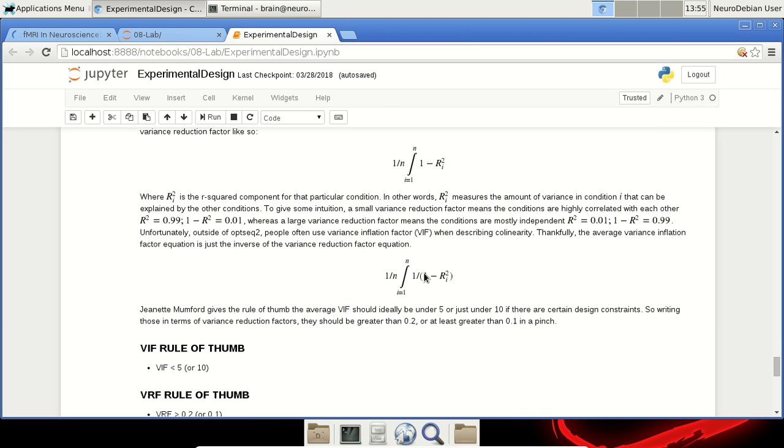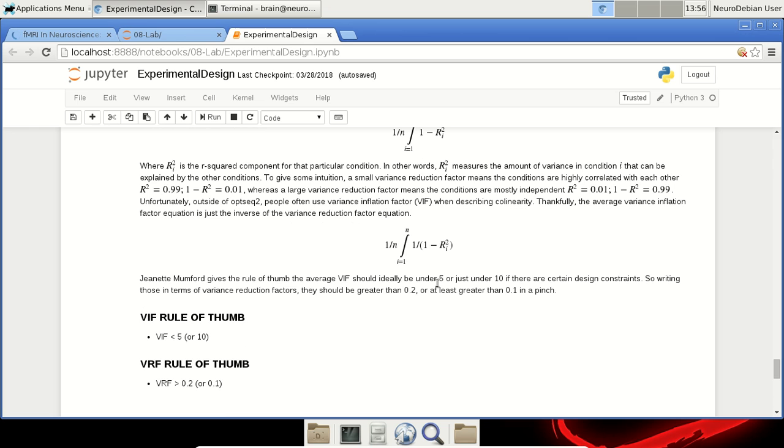And for the variance inflation factor equation, we have just the inverse. So again, it's just one added layer. All that's different is we're taking 1 divided by 1 minus r squared instead of just the 1 minus r squared. So with this, that means we want smaller numbers, and that will indicate a better design, and by better design I mean less collinearity between the trial types.